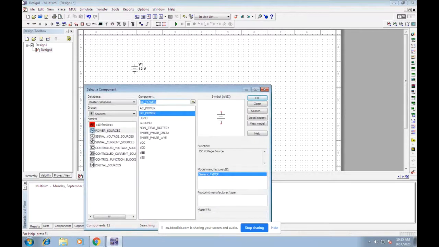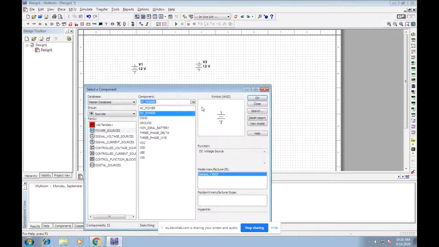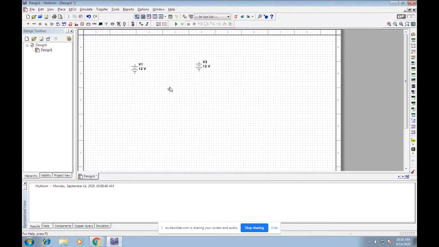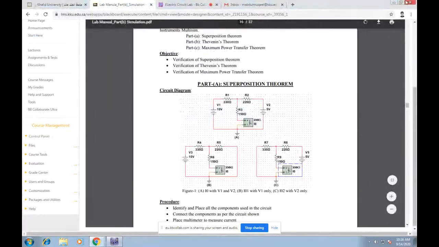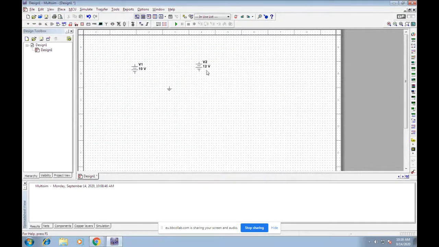This is the first one. And we also require the second one, just the value of the voltage is different. Here is the second. Also we require a ground. Ground is available here, so click OK. And coming back, what else do we require? We require three resistors. R1 is 330, R2 is 220, R3 is 150. And V1 is 10 volts, V2 is 5 volts. So let us make the changes. V1 is 10 volts, so change the value to 10. V2, change the value to 5.